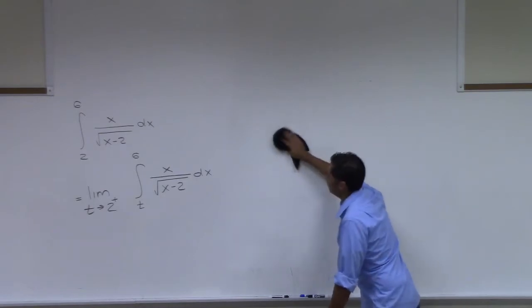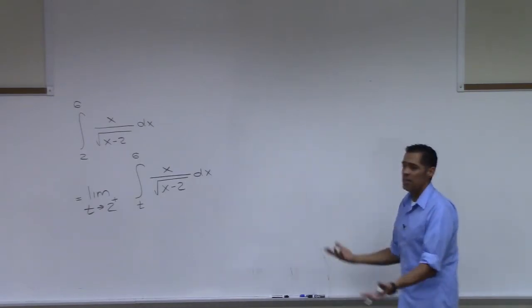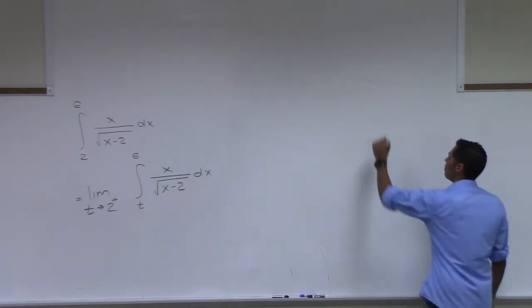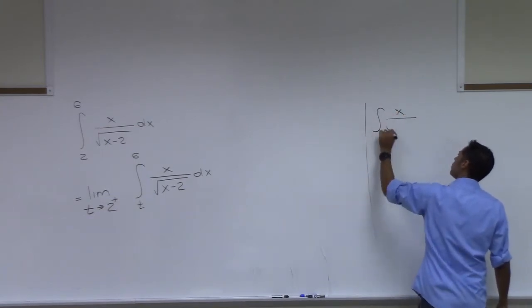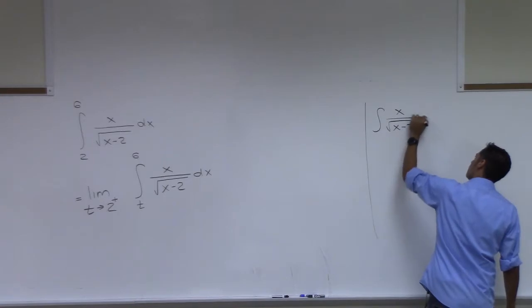All right. And now at this point, we just need the antiderivative, right? So again, I'm going to come to the side here. I'm going to do the integral x over root x minus 2 dx.